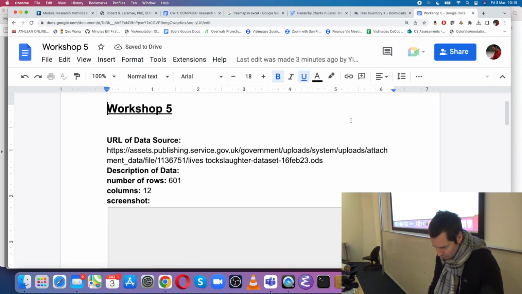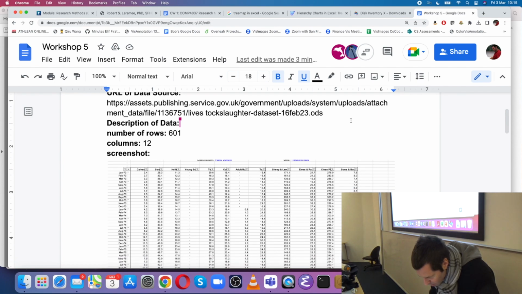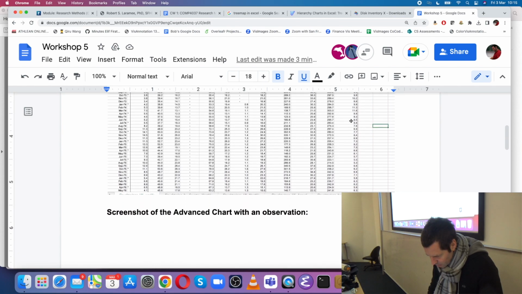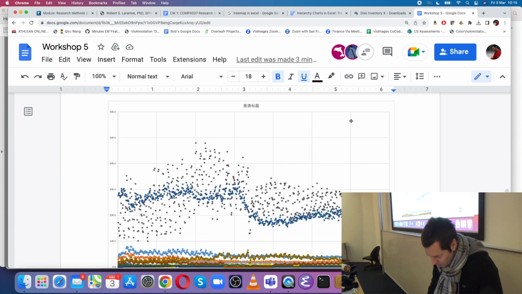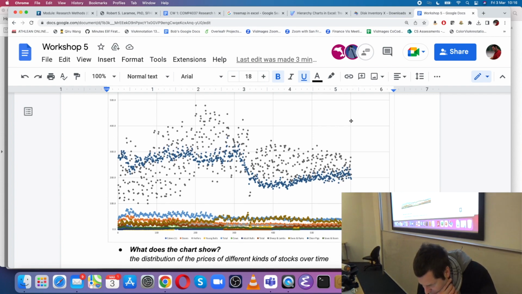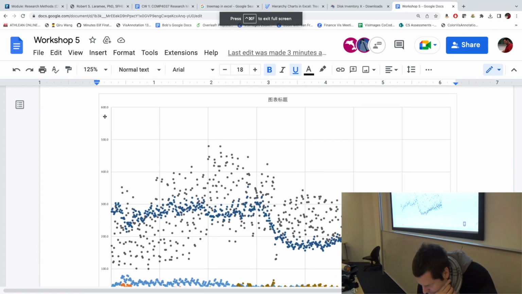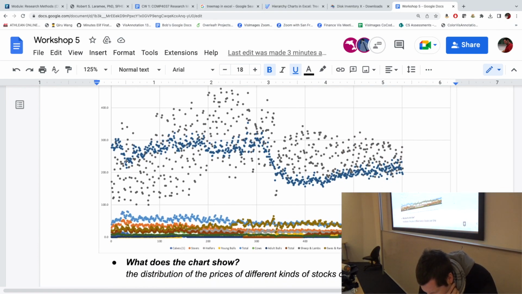Okay. 600 rows, 12 columns. Okay, that's the livestock slaughter. Let's see, oh yeah, that looks pretty interesting. Let's see if I can zoom in some more. Okay, calves, steers, young bulls. Wow, okay.